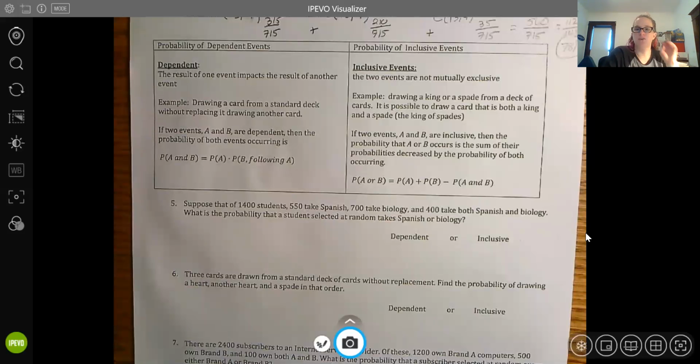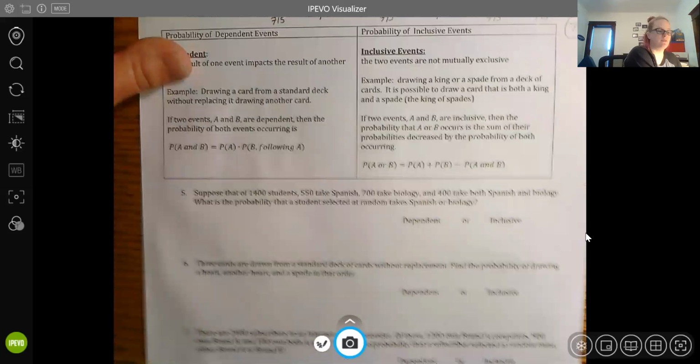So it says, drawing a king or a spade from a deck of cards. Well, you can draw a king, you could draw a spade, but you also could draw a king of spades. So this is where you have an or statement, but you have something that could be both. So let's look at a couple of examples.